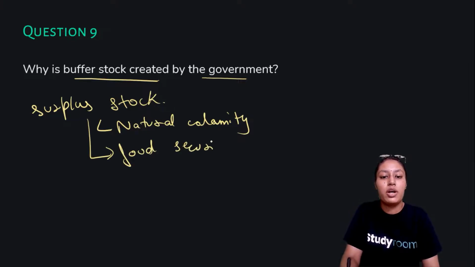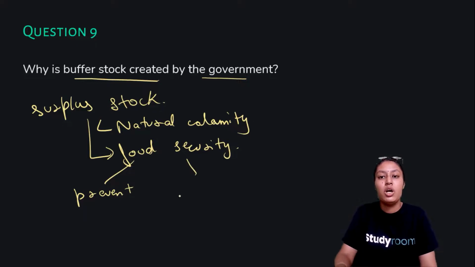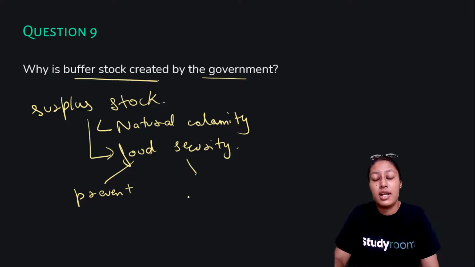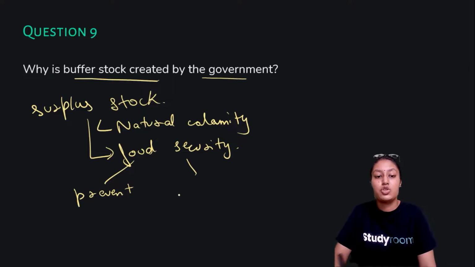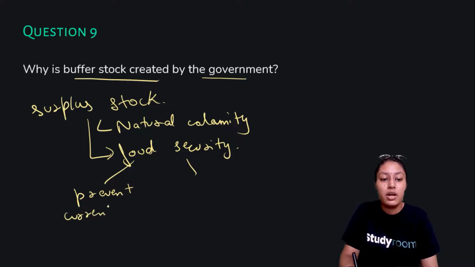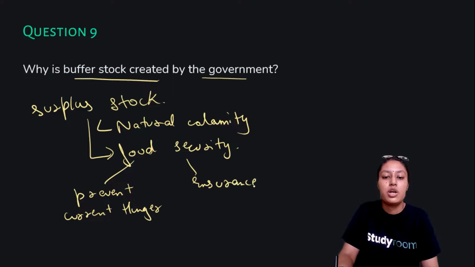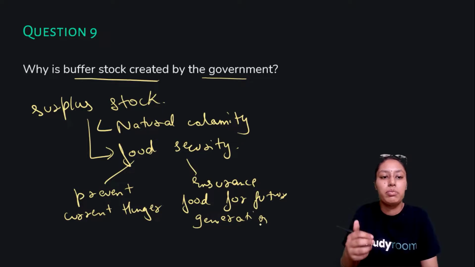Food security. The reason being, first, to prevent hunger, and second, to make sure that the future has food. So, to prevent current hunger, and insurance food for future generations. So these are the major reasons why buffer stock has been created by our government.